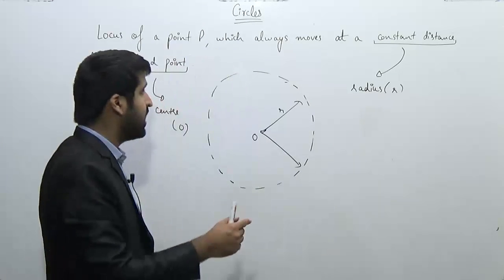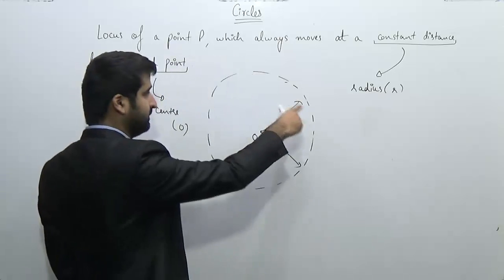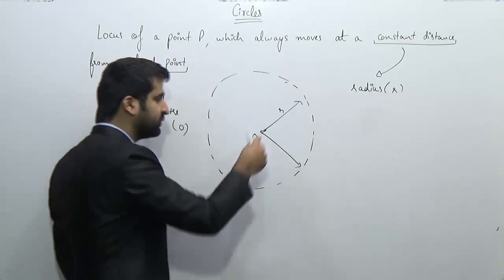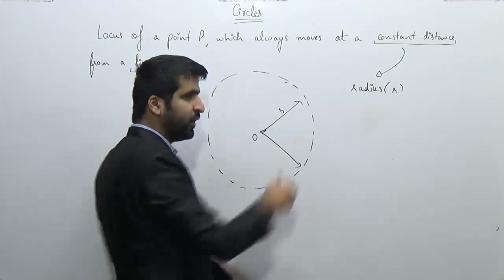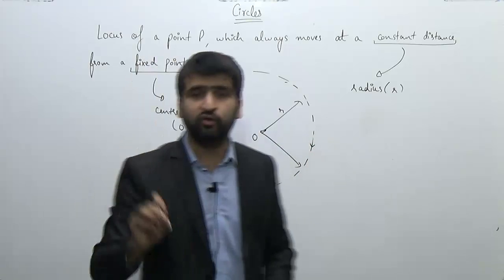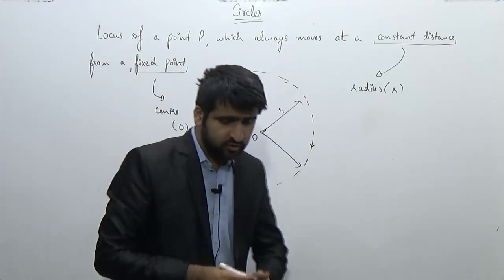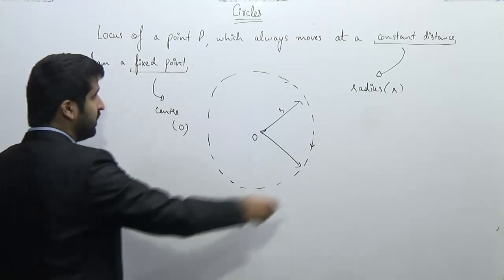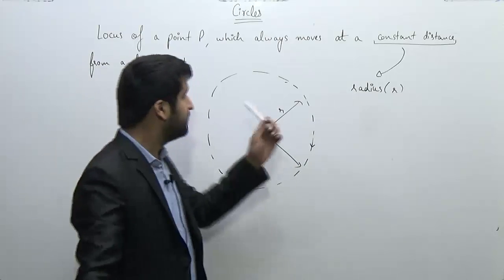Or we can say that it is the path traced by a moving point such that its distance from a fixed point remains constant. This is the moving point, it's moving something like that, such that its distance from a fixed point is always constant and that distance is always equal to R. So this is a constant distance and this will be the fixed point. So this was the definition of a circle.